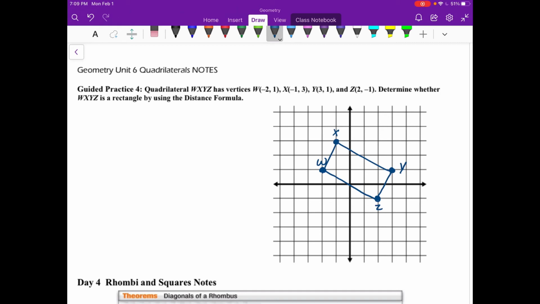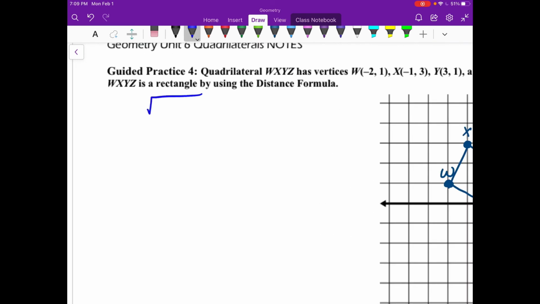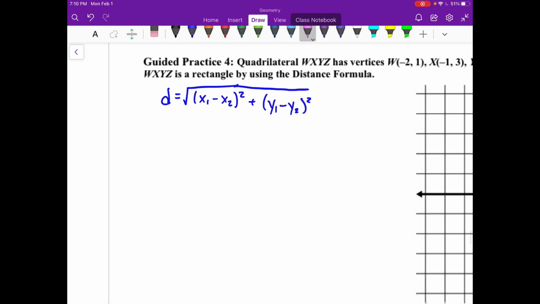This one says to check to make sure it's a rectangle by using the distance formula. So remember that it'll be a rectangle if the diagonals are the same. So let's go ahead and check those diagonals using the distance formula. The distance formula is the square root of (x1 minus x2) squared plus (y1 minus y2) squared. We're going to check the distances between our diagonals. So let's check X and Z.